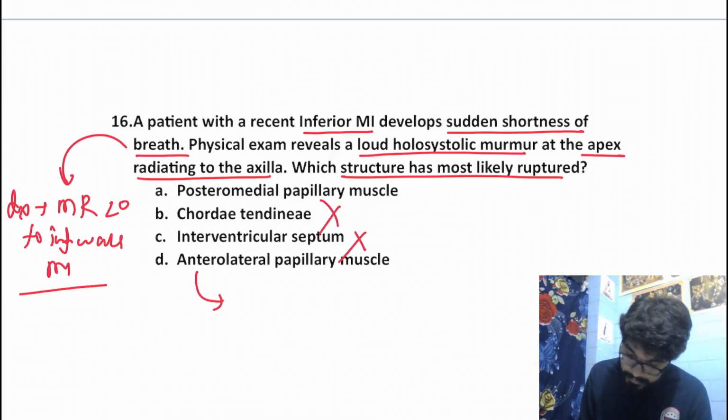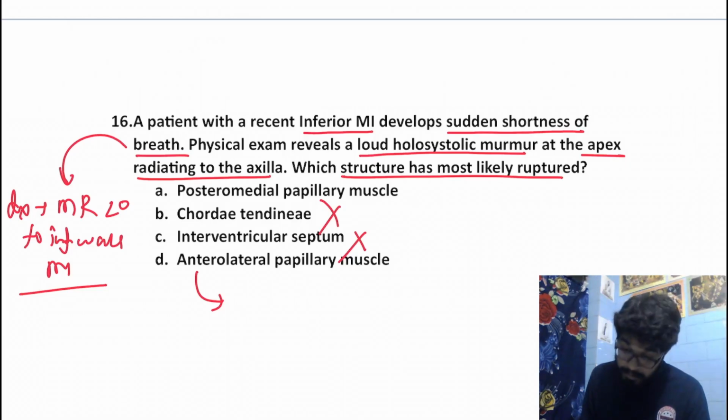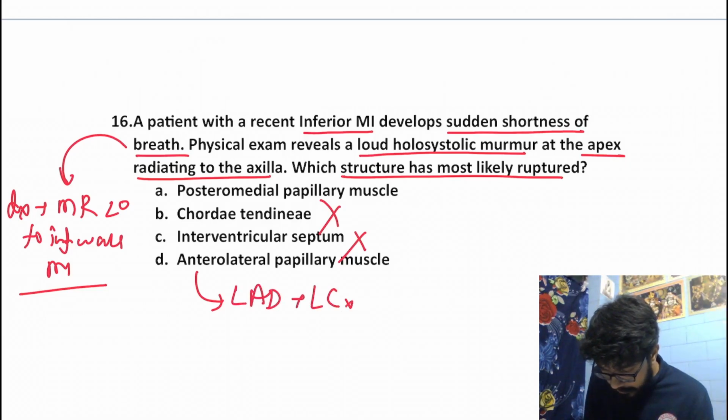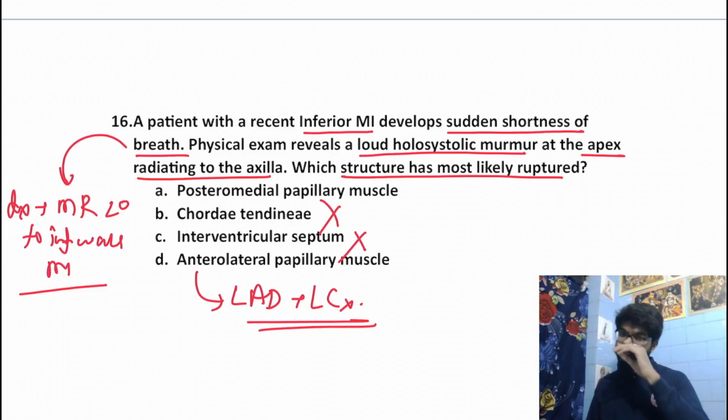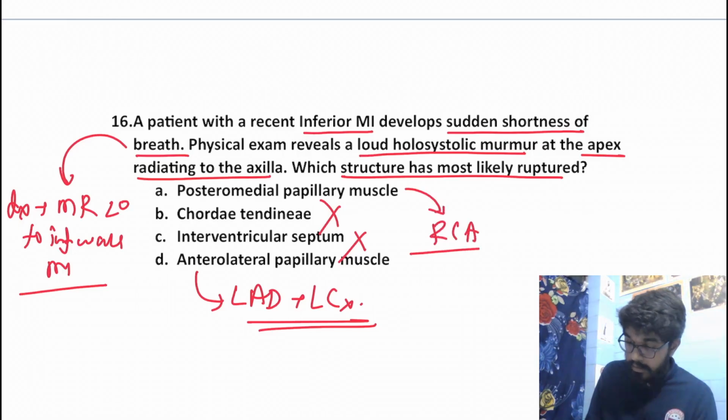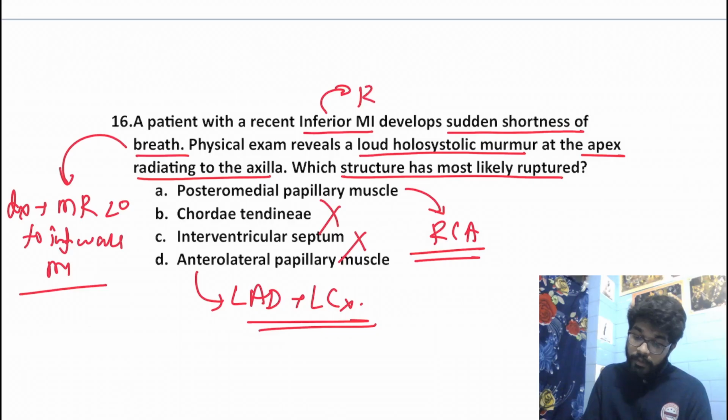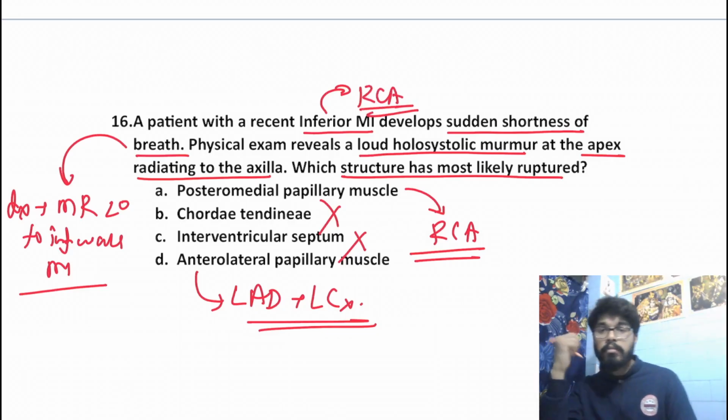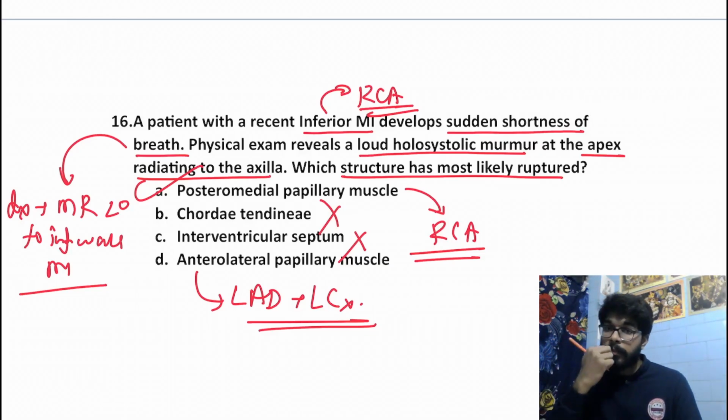Remember that this anterolateral papillary muscle has a dual blood supply. It is supplied by both LAD and LCX. Right, that's why it is very rare for it to rupture. Whereas this posteromedial is supplied by the right coronary artery only, and we all know that inferior wall MI is due to compromise of the right coronary artery. So our answer would be A, posteromedial papillary muscle.